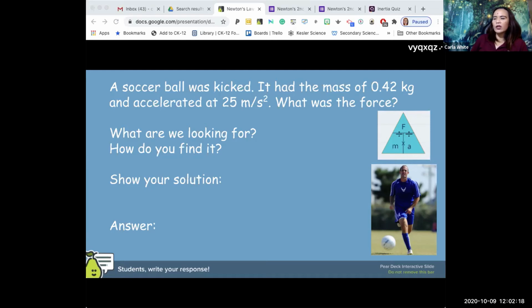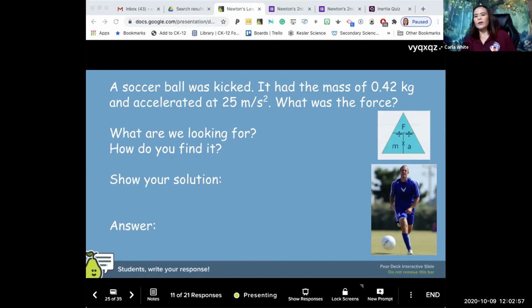Just write down your answer. And number 2, how do you find the force? So according to our triangle formula, how do we find the force? What are we multiplying? Okay, if you wrote that down by multiplying, what are we trying to multiply? And then you show your solution, and then of course, what's your answer? This is where your calculator is important right now. So bring out your calculator and let us answer.